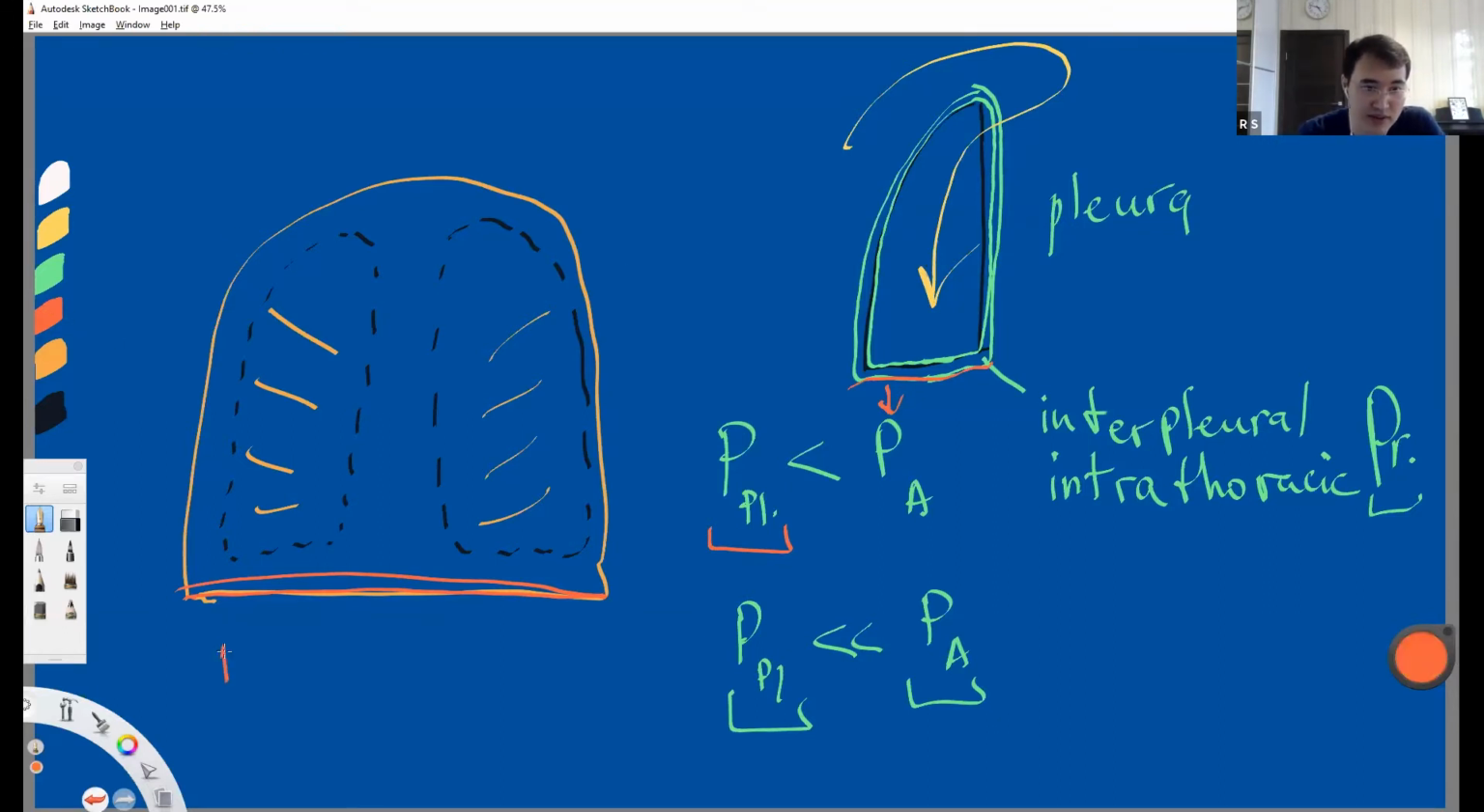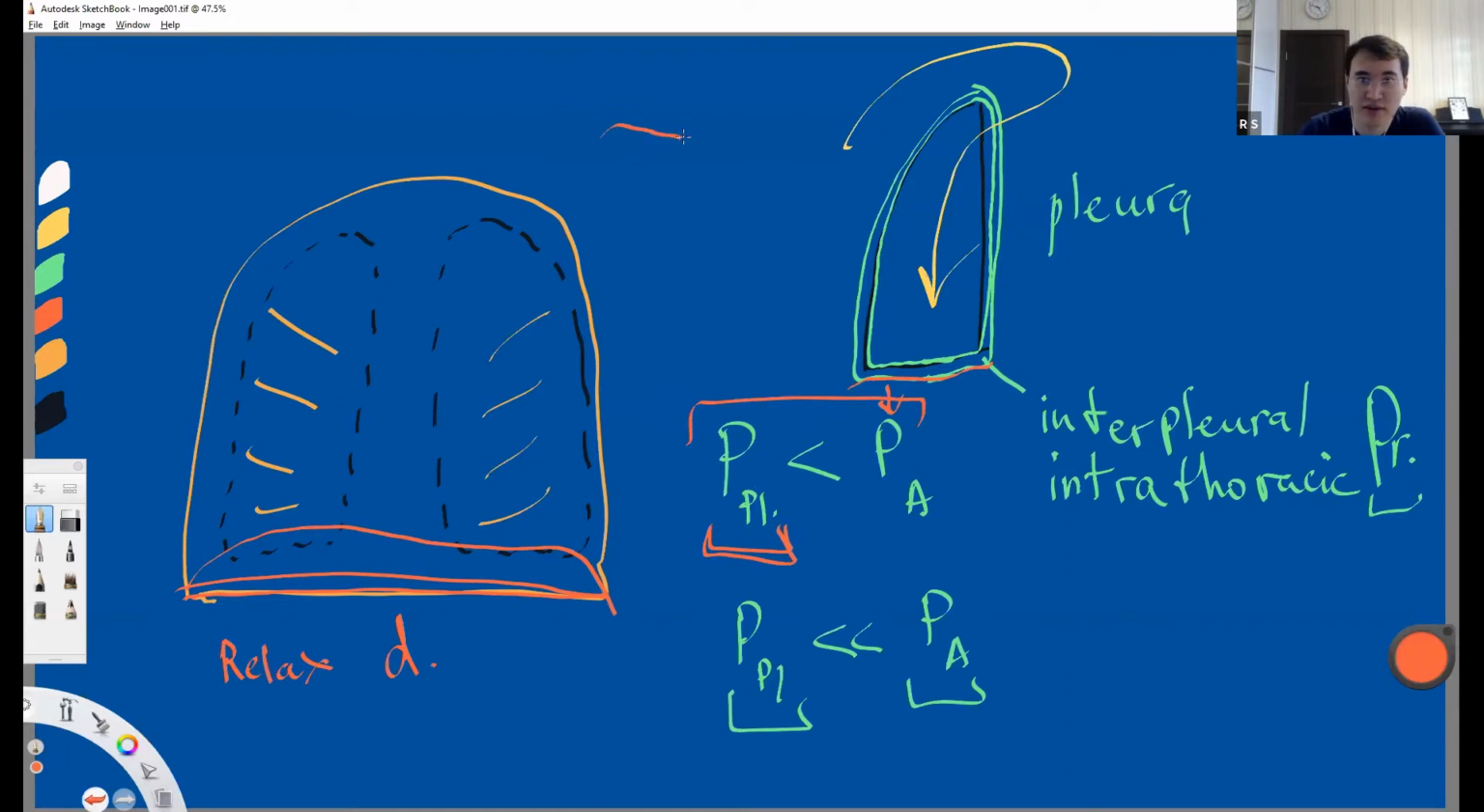Next we have the relaxation of the diaphragm, and it moves back to its normal place. And whenever it moves back, the interpleural pressure gets back to the first state, and now it's a little less than the atmospheric pressure. So what happens with our lungs?